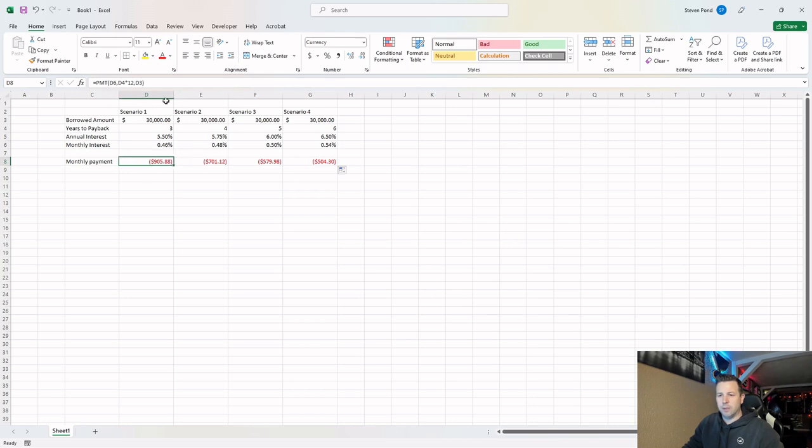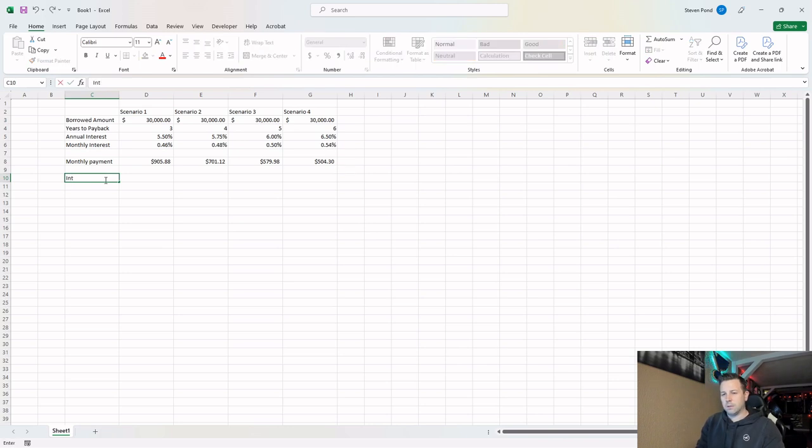I'm actually going to flip these signs around because I don't want a negative payment. So let me just redo this. To calculate the total interest paid over the life of the loan, all we have to do is take our monthly payment times the number of months to pay back, minus the borrowed amount. The difference that you pay above and beyond the borrowed amount is going to be straight interest. There's nothing else that would go into that. So total interest paid.